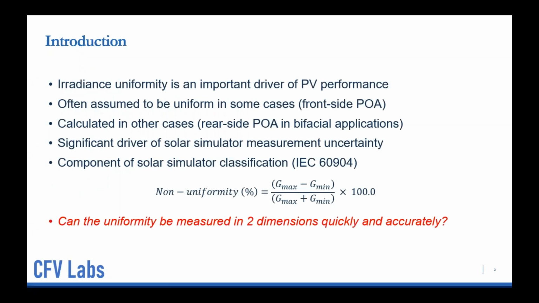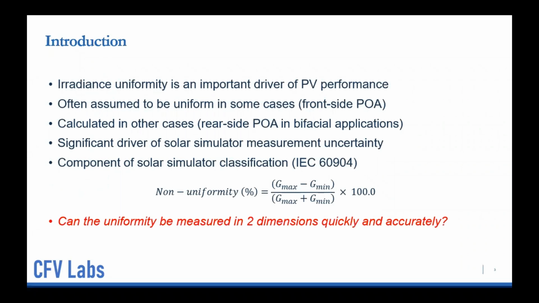So, as everyone knows, irradiance uniformity is an important driver of PV performance. For modeling, at least outdoors, and in some cases maybe indoors, this is often assumed to be uniform, in the cases of, for example, front side plane of array irradiance. But in other cases where it's known not to be uniform, this is something that's oftentimes calculated, but maybe not directly measured at the level that we want to.